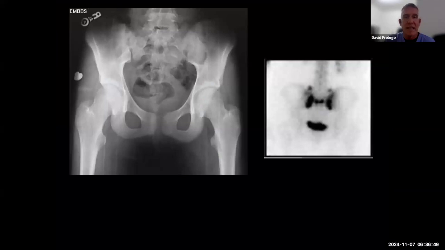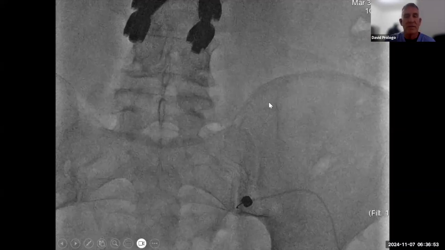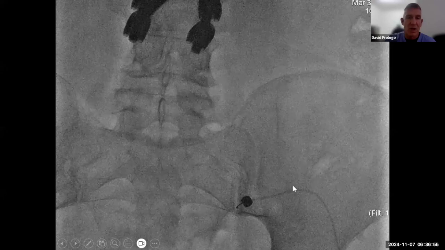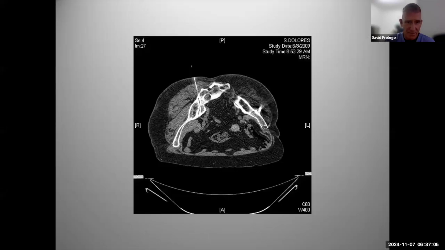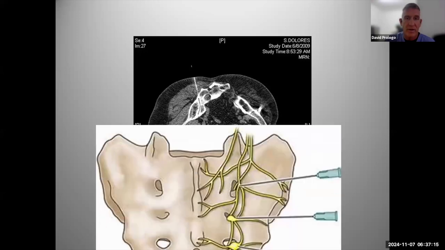We can do bone scans, we can look for arthritic changes on plain film, but the real test is an injection. So an image-guided injection to the sacroiliac joint under fluoroscopic or CT guidance that gives relief is diagnostic for sacroiliac pain. This is what it looks like again, greatly simplified in CT, right? Straight down into the sacroiliac joint, inject steroids and bupivacaine, ask the patient if they get better.